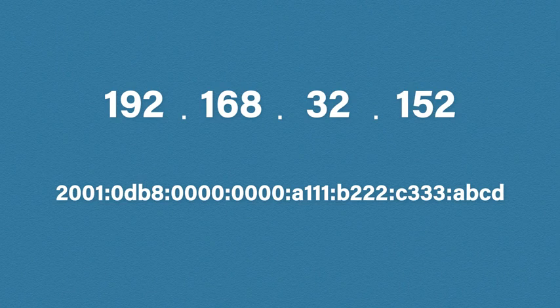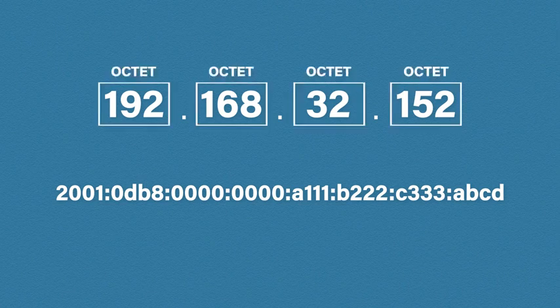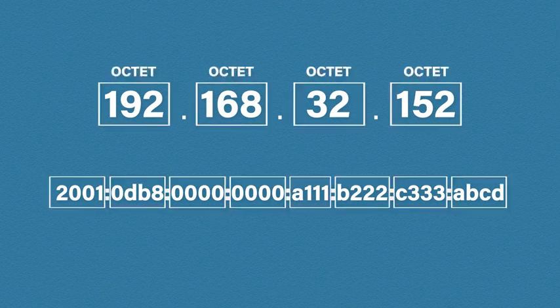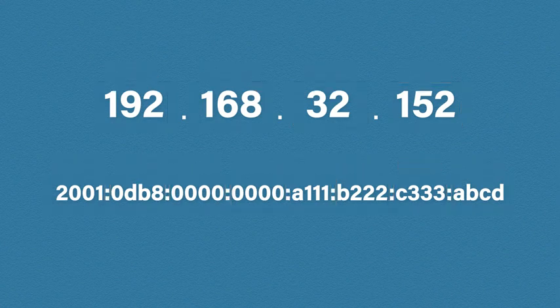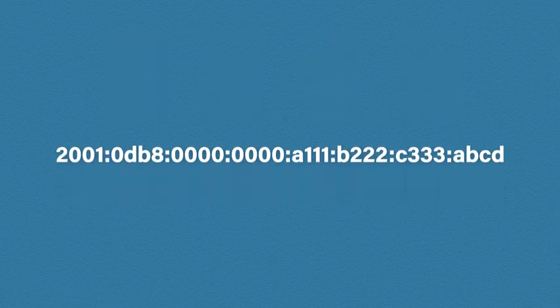IP version 4 has 4 sections called octets. IP version 6 has 8 sections, but these are commonly called hextets. IP version 4 uses dots to separate octets, but IP version 6 uses colons to separate hextets. So let's get rid of our IPv4 address and go into some more detail. The first thing you probably noticed is there are letters in this IP address. IP version 6 is hexadecimal, meaning each character can be between 0 and 9, or A and F.